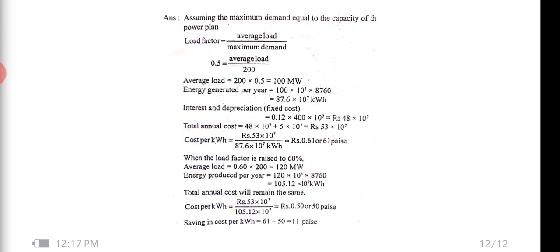Please understand, the 11 paisa per unit is also a big amount because we are generating 105 crore units per year. So this is how, if the load factor increases, the capacity utilization increases, then the cost of power generation reduces. So these are the four numericals we have solved on this module.